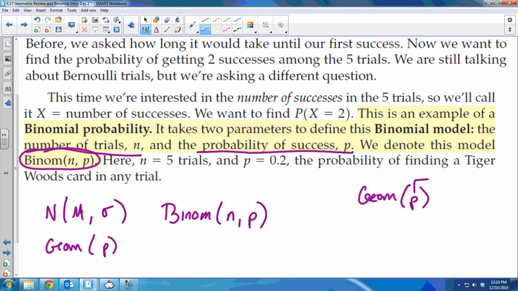All right? Now, let's say I want to know there are exactly 2 Tiger Woods cards in my 5 boxes of cereal. How do you think you're going to find that? The probability of getting a Tiger Woods card is 0.2. How do you think you would find that? You want 2 out of the 5.